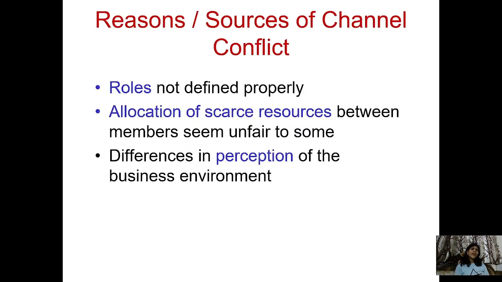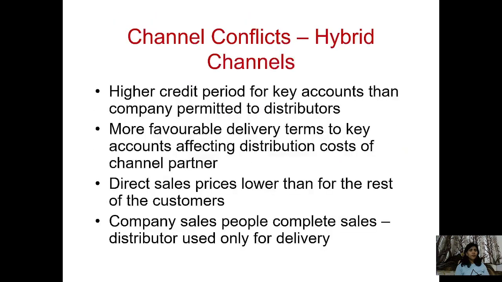The sources of channel conflict are: roles not defined properly, allocation not done properly, and differences in perception of the business environment. In a hybrid channel, the direct sell prices are lower than the rest of the customers, company salespeople complete sales, and distributors usually ask for more favorable delivery terms for key accounts and a higher credit period.